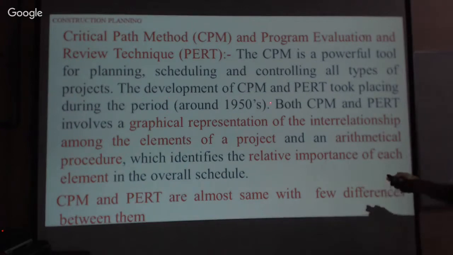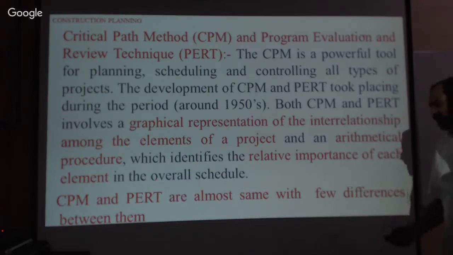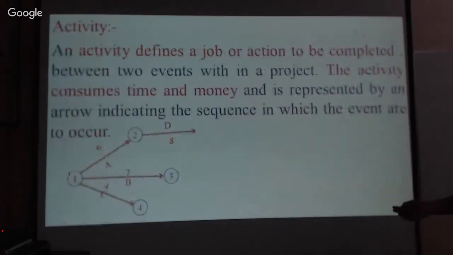The development of CPM and PERT took place during the 1950s. Both CPM and PERT involve the graphical representation of the interrelationship among the elements of the project, and an arithmetical procedure which identifies the relative importance of each element in the overall schedule. CPM and PERT are almost the same with a few differences. To construct the network, first let us understand the activity.